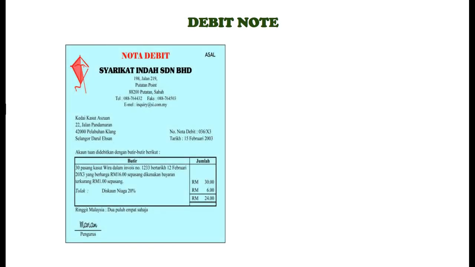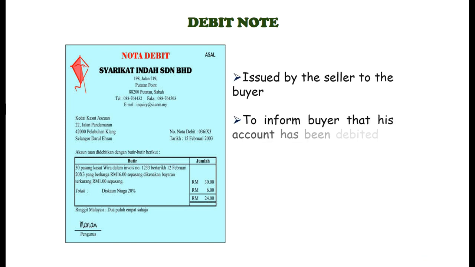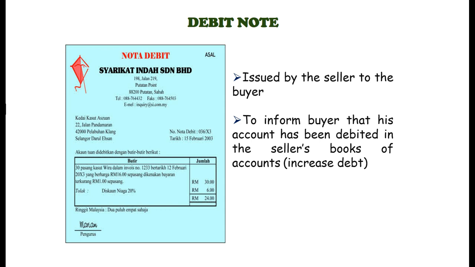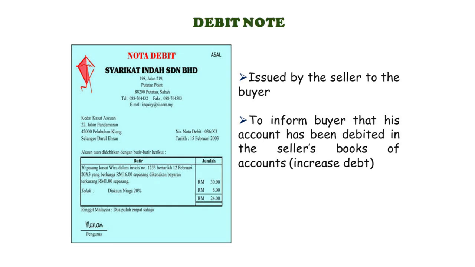Next, we will look at debit note. A debit note is issued by the seller to the buyer. The purpose is to inform the buyer that his account has been debited in the seller's books of accounts. In other words, the seller is telling his customer that, hey, your debt to me has been increased.